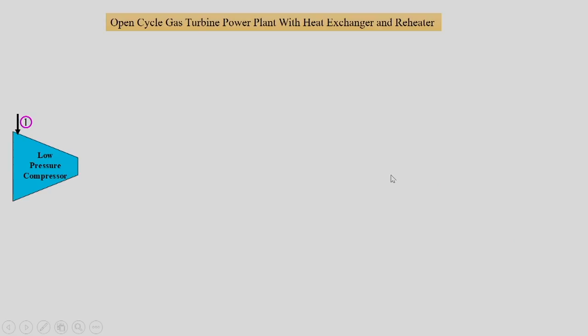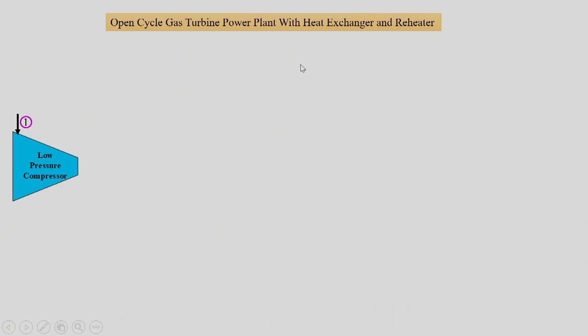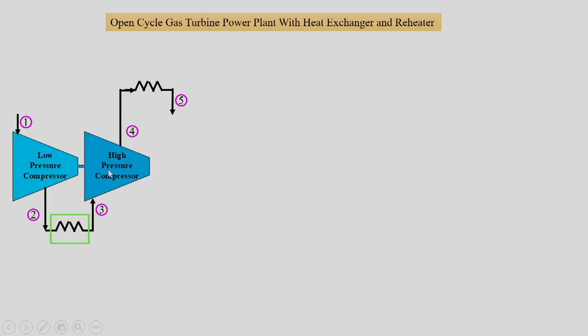We have seen that there are multiple attachments which can be thought of for attaching to the gas turbine power plant to increase the power output or increase the efficiency. One of the arrangements we are seeing over here is a gas turbine power plant with heat exchanger and reheater. In this case, we have a low pressure compressor and then a high pressure compressor. There is one more entity over here which is called an intercooler. So basically what we are seeing is an open cycle gas turbine power plant with intercooler, heat exchanger and reheater.